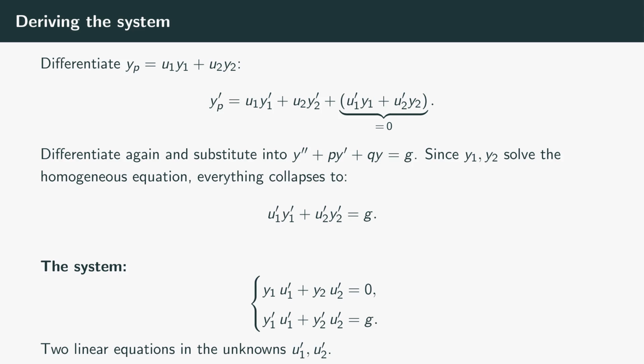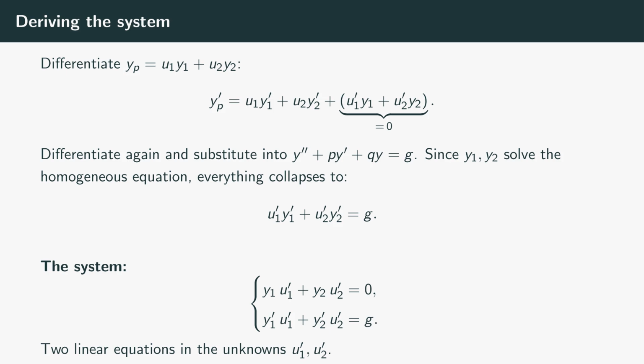Let's derive the system. Differentiate the guess: yp prime equals u1 times y1 prime plus u2 times y2 prime, plus the group u1 prime times y1 plus u2 prime times y2. But that last group is exactly the extra condition we imposed, so it is 0 and drops out. That is the whole point of the condition. It keeps the first derivative clean.